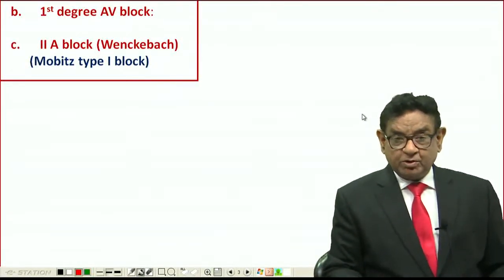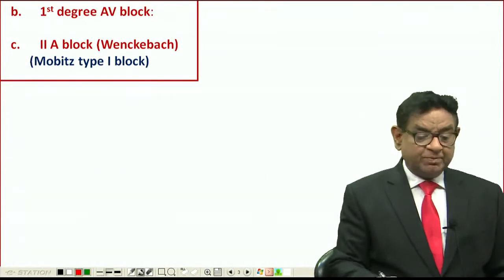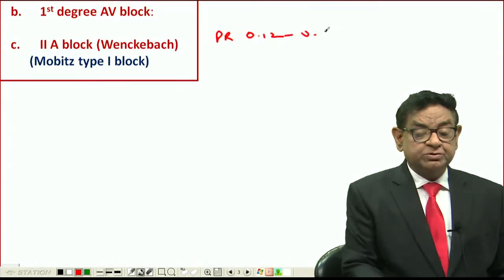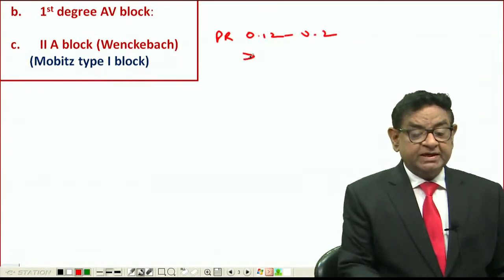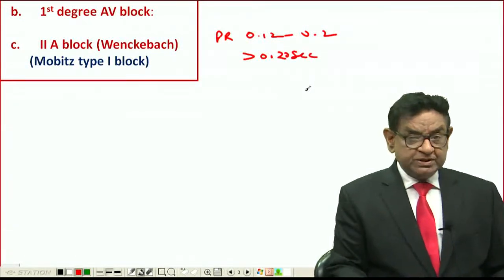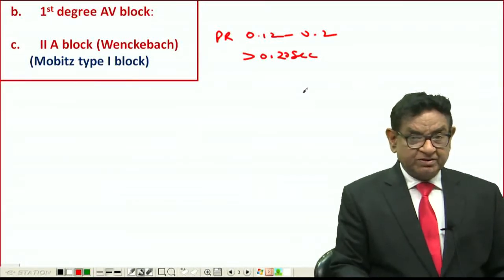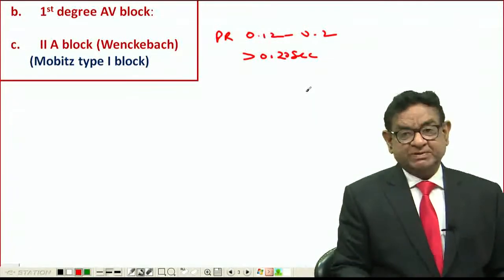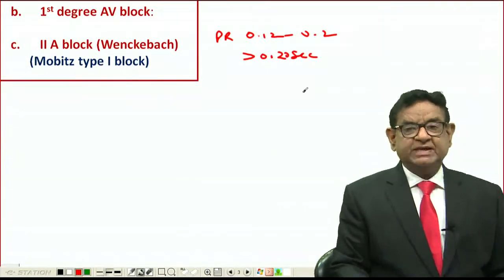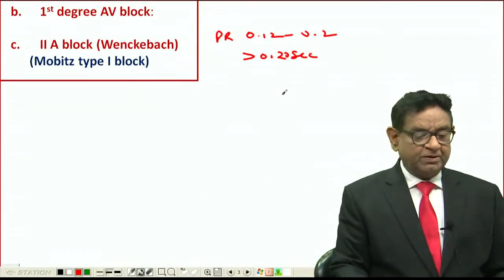Now, after that, we talk about heart block. First degree heart block, what is that? Normal PR interval is between 0.12 to 0.20 second. If the PR interval is more than 0.20 second, then we call it first degree heart block. First degree heart block is a benign condition. Normally we don't need to treat specifically, but we need to keep a watch on this because this can progress to higher degree of the heart block.